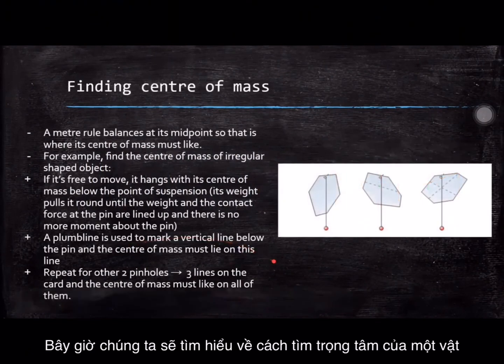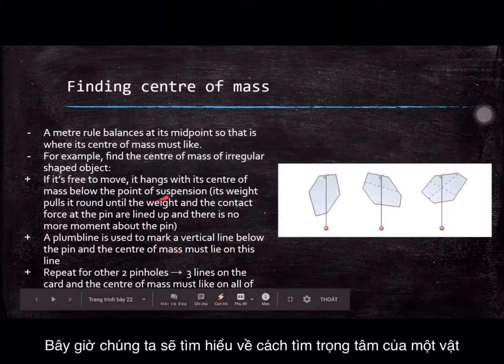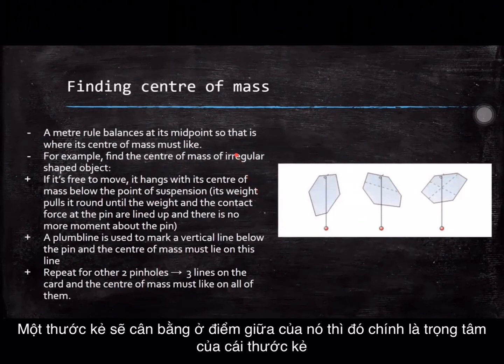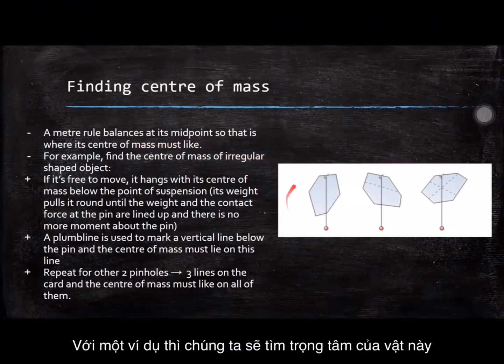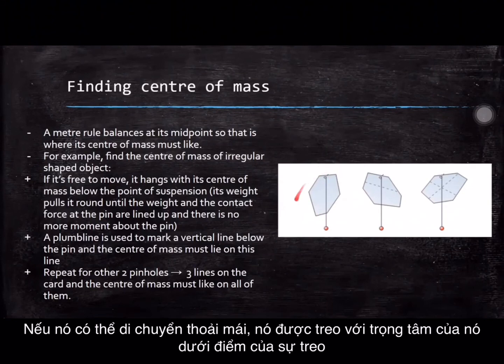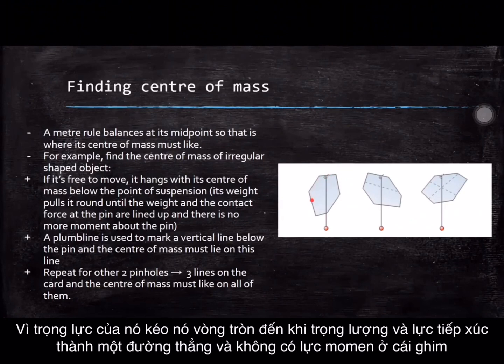Now we'll study how to find the center of mass. A meter rule balances at its midpoint, so that is where its center of mass must lie. For example, we will find the center of mass of this irregularly shaped object. If it's free to move, it hangs with its center of mass below the point of suspension, because its weight pulls it round until the weight and the contact force at the pin are lined up, and there is no more moment about the pin.